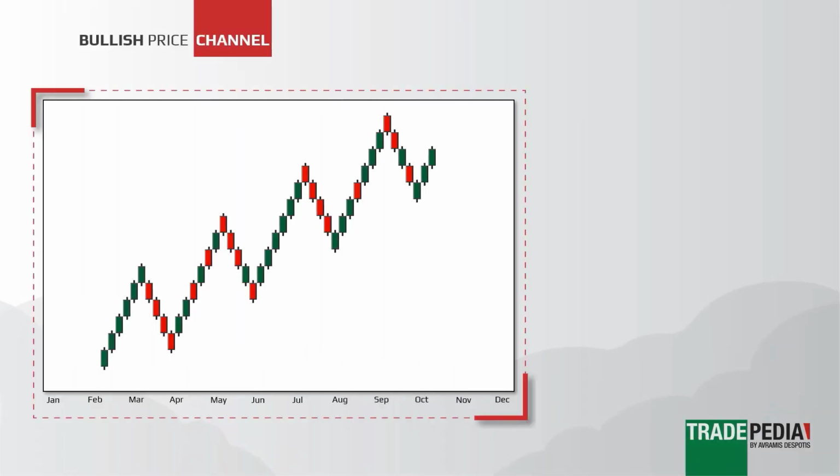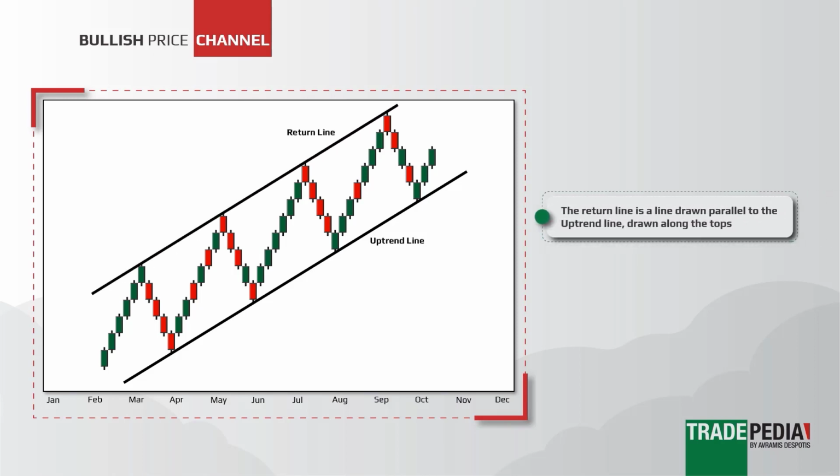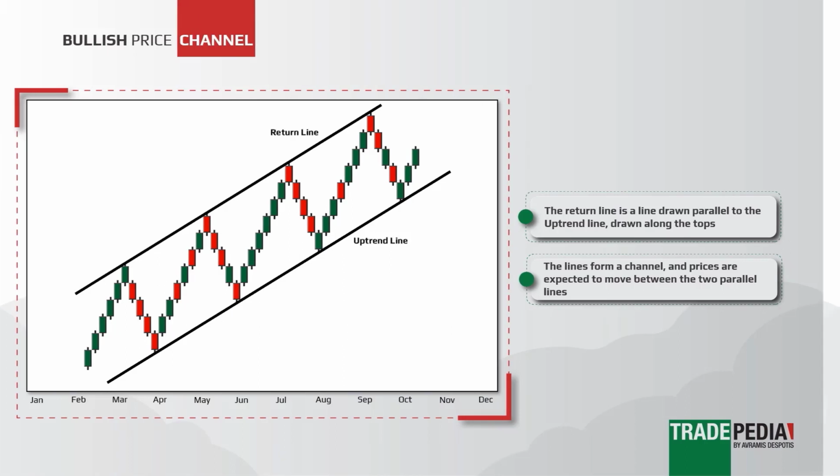In some cases, you can draw a line parallel to the uptrend line to form a bullish channel, providing boundaries within which price moves. The return line is drawn parallel to the uptrend line along the tops. The two lines form a channel, and prices are expected to continue moving up between the two parallel lines.